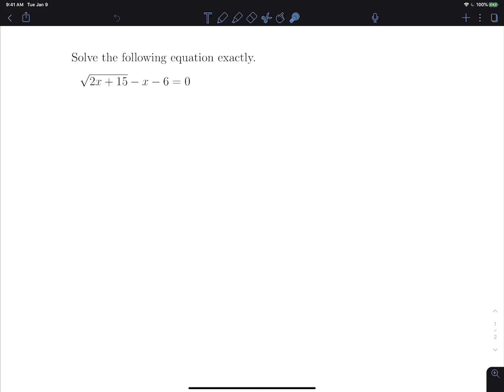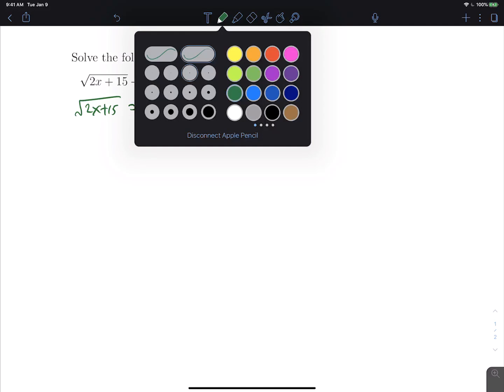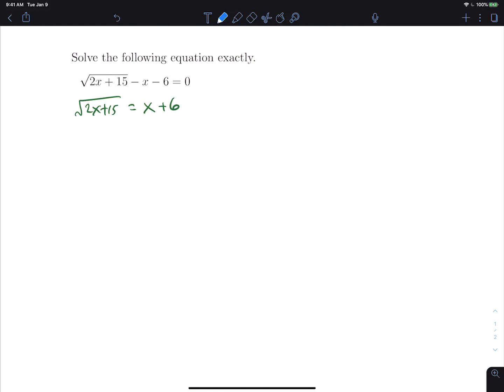So the first step is to get the radical completely by itself, which means to move the x and the 6 to the right-hand side. So we're going to get the square root of 2x plus 15 is equal to x plus 6. And notice that that gets the radical by itself. And now that we have the radical by itself, we're going to go ahead and square both sides.